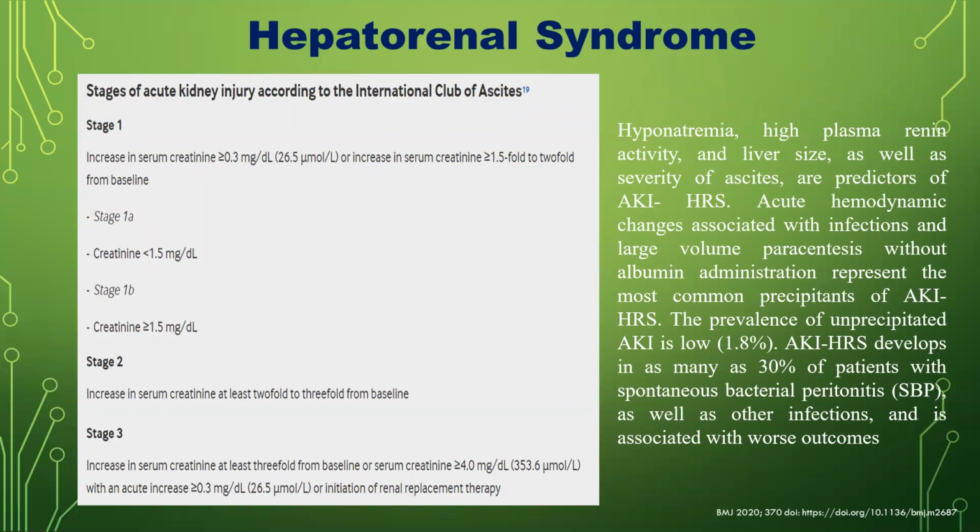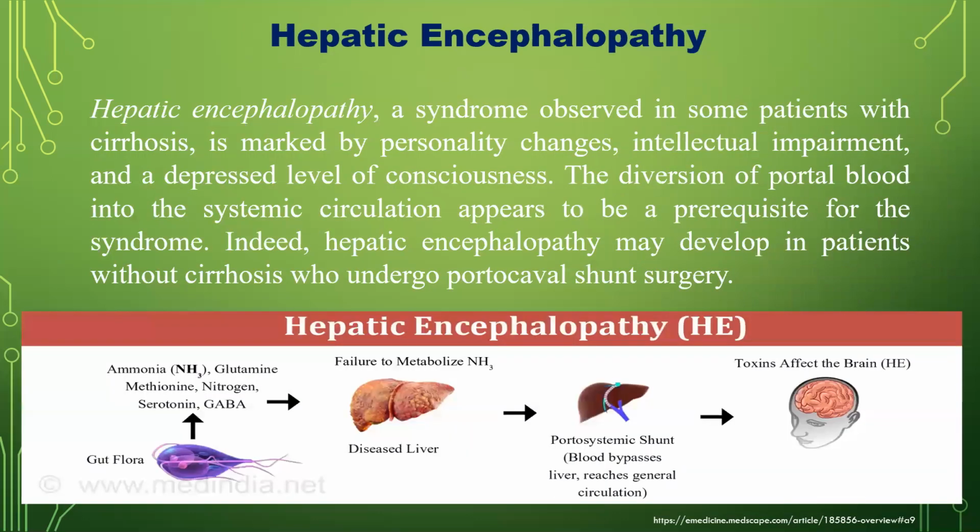Hyponatremia, high plasma renin activity and liver size, as well as severity of ascites, are predictors of hepatorenal syndrome acute kidney injury. Acute hemodynamic changes associated with infection and large volume paracentesis without albumin administration represent the most common precipitants of this disorder, and the prevalence of unprecipitated acute kidney injury is low. Type 1 syndrome develops in 30% of patients with spontaneous bacterial peritonitis as well as other infections, and is associated with worse outcome.